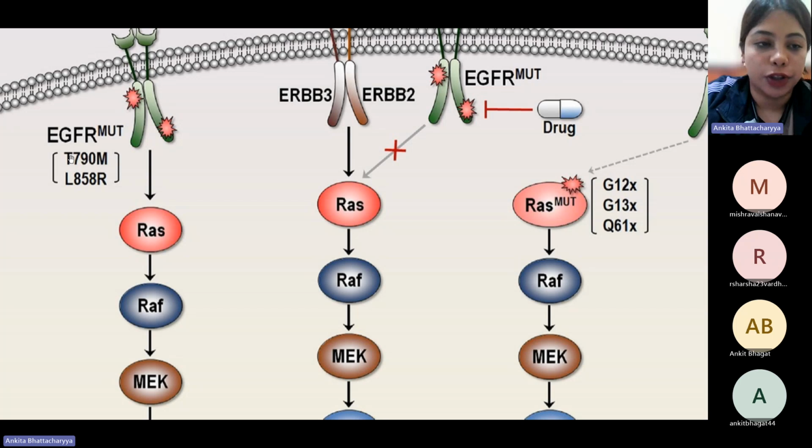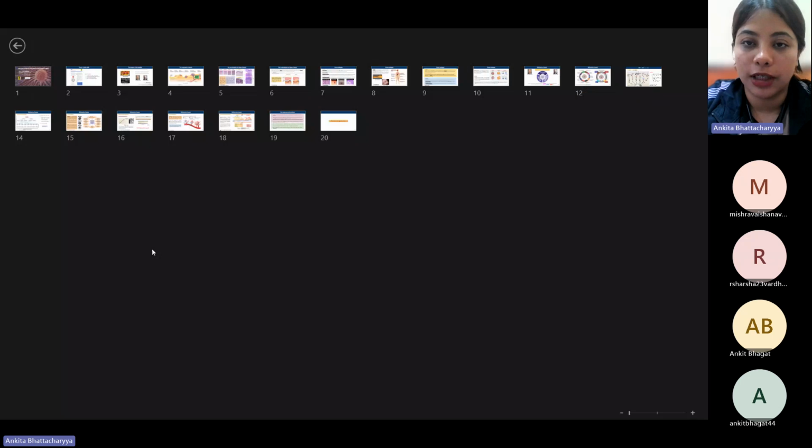What does it mean? T stands for threonine, M stands for methionine, L is for leucine, R is for arginine. These are all of the different amino acids. So threonine at position 790 has been mutated into methionine. Leucine at position 858 has been mutated into arginine. So what happens? This might be a single base mutation.